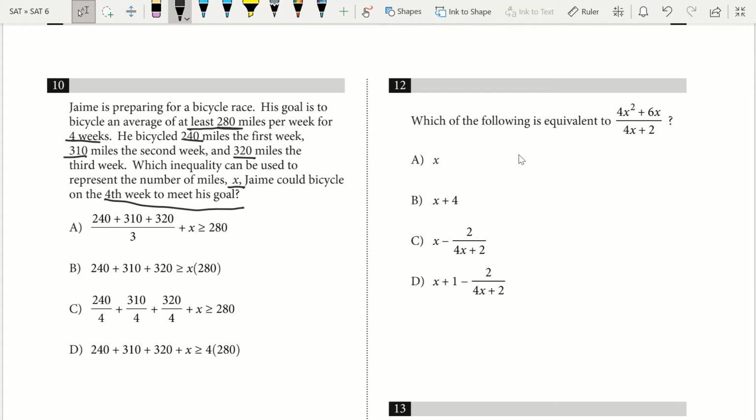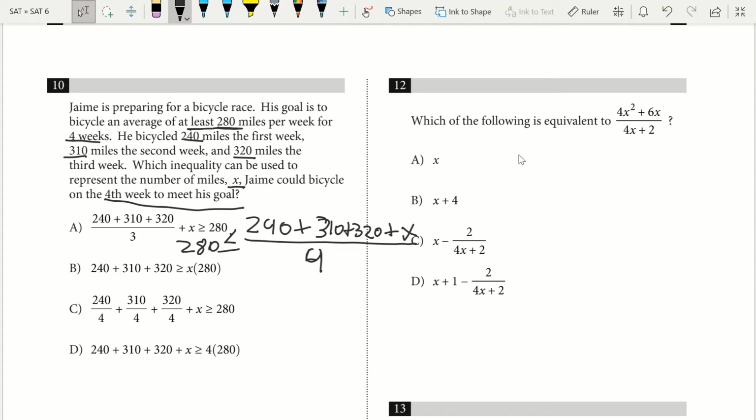Well, we know that our average per week is going to be our 240 we did the first week, plus our 310 we did the second week, plus our 320 the third week, plus our x, divided by 4. That'll give us our average per week. And we know that he wants to have that average be at least 280, right? So we want our average greater than or equal to 280. So now we got to find which inequality matches that in our answer choices.